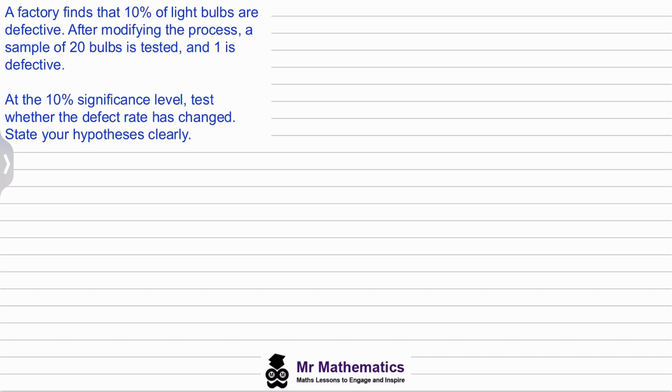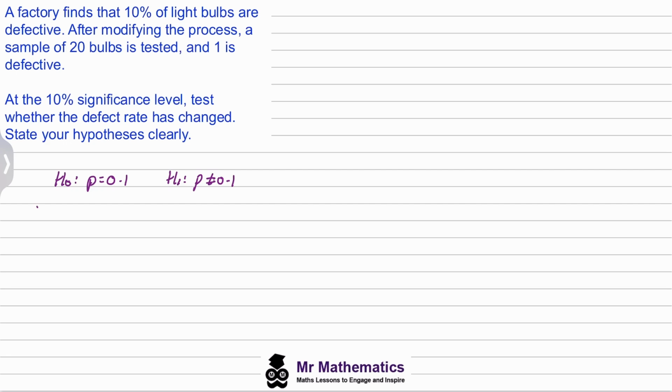So do you want to try this question yourself? You can pause the video and come back when you're ready. Okay, so welcome back if you had a go. So we're saying that H0 is P equals 0.1, and then our alternative hypothesis is that P does not equal 0.1.